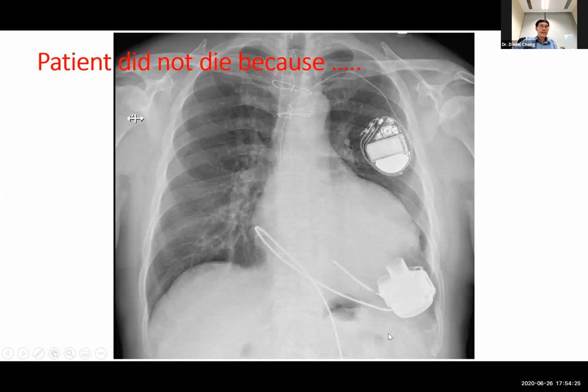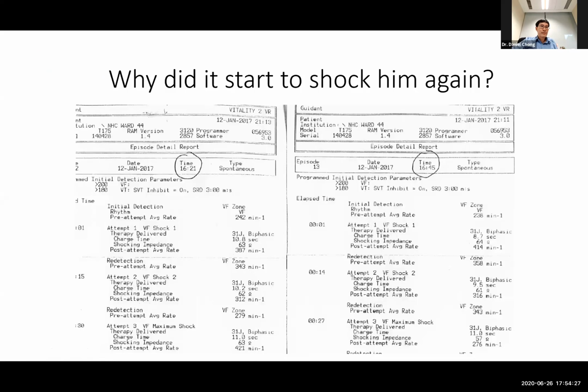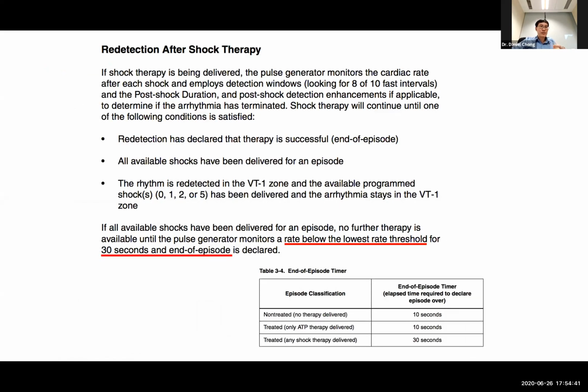So he survived, called the ambulance, and about 24 minutes later, this was before the ambulance arrived, the device started to shock him again. The reason why the device started to shock him again was because of undersensing. Because after a shock, if there's 30 seconds of undersensing, the whole thing would reset. And after it reset, then essentially the therapies can restart.